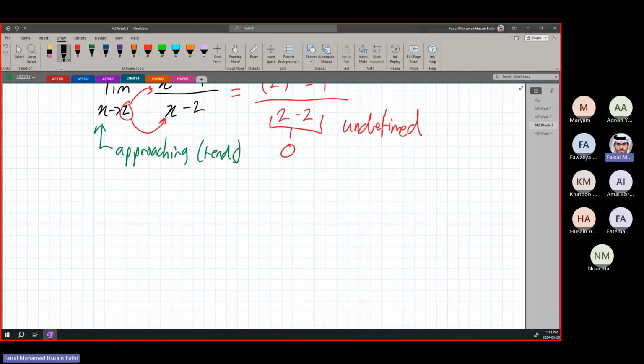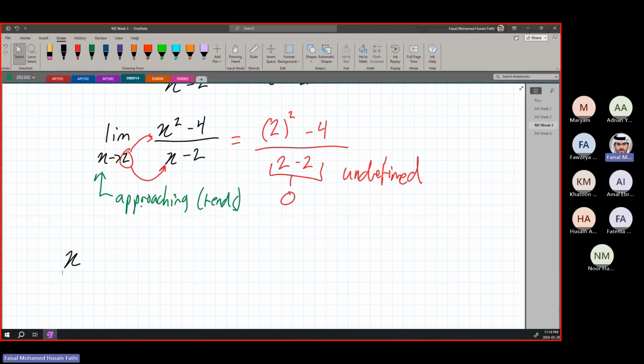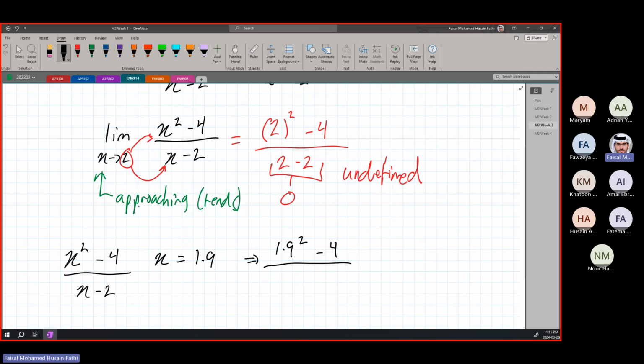So what we can do, there is the less traditional way of solving this, which is just by taking approximate values of x squared minus 4 over x minus 2, for when x, for example, is equal to a number very close to 2, like 1.9. Then we can substitute 1.9, so it would be 1.9 squared minus 4 over 1.9 minus 2. And then we put that very quickly in the calculator: 1.9 squared minus 4 over 1.9 minus 2 gives us the answer 3.9.